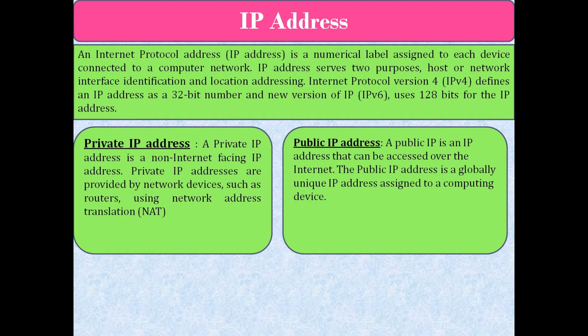So next we are going to see what is public IP. Public IP is an IP address that can be accessed over the internet. The public address is a globally unique IP address assigned to a computing device. But the private IP address is unique only in the LAN. Some other company may use the same IP address, but that is unique in that LAN. So different organizations can use those IP addresses. The public IP address is unique globally.